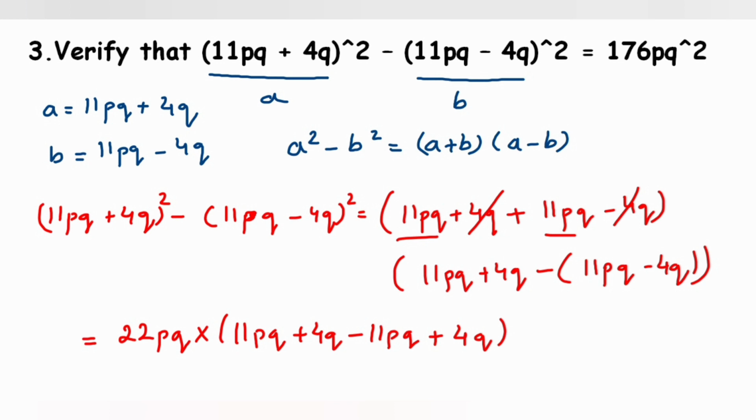Now from here we can cancel minus 11pq and plus 11pq, so this is equal to 22pq multiplied by 8q, right? 4 plus 4 is 8. Now 22 multiplied by 8 is 176, so from here we can write down this is equal to 176p, and then q into q is q square. So that's it, we got the LHS equal to RHS. So that's it, we have verified it. Now we'll go to the next question.